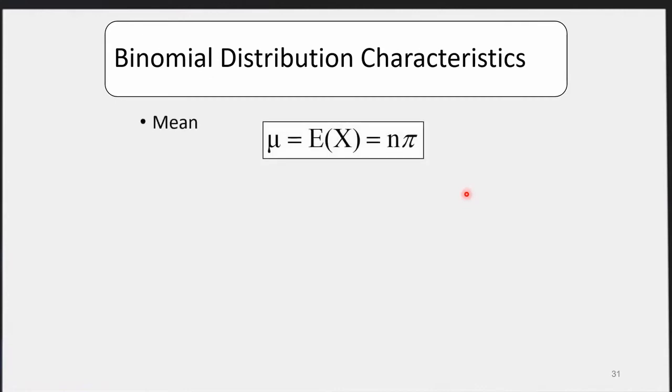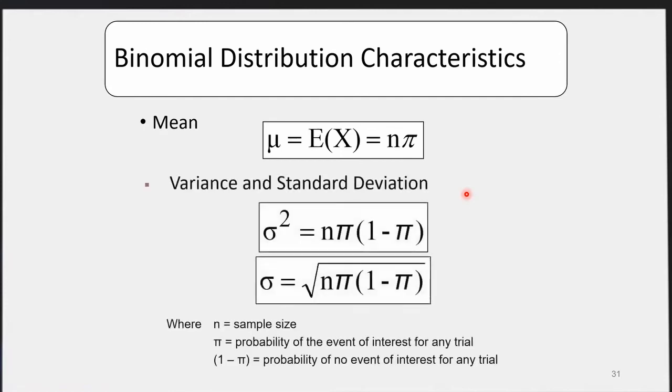So some of the characteristics pertaining to the binomial distribution: the mean value is given by the sample size into the probability of event of interest. The variance is given by the sample size into the probability of event of interest into the probability of event of interest not occurring, right? So the standard deviation is simply the square root of it.